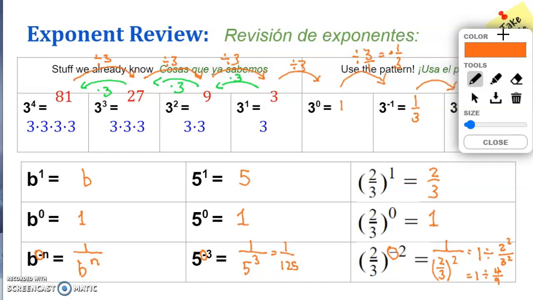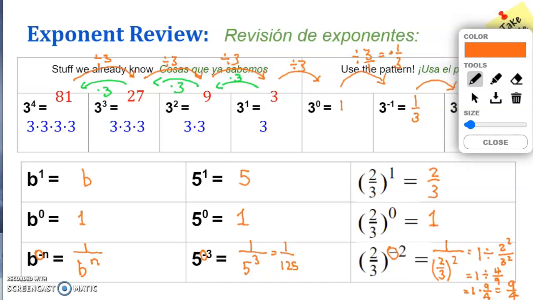But remember, when you're dividing fractions, you can multiply by its reciprocal. So this is same as 1 multiplied by, reciprocal means flip the second fraction. So 1 multiplied by 9 over 4, which is same as 9 over 4. So the final answer for the last one is 9 over 4.